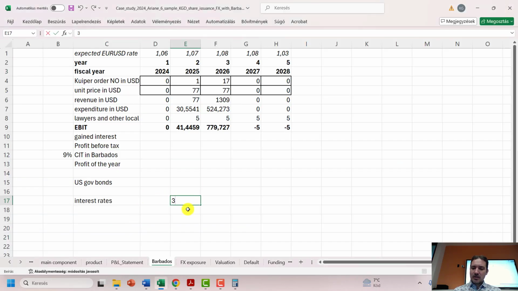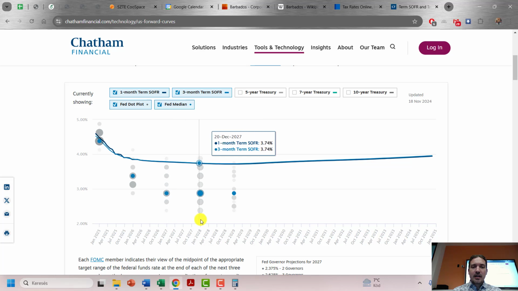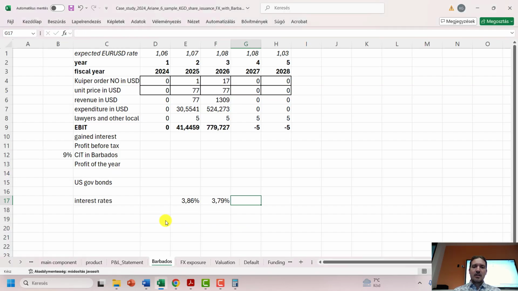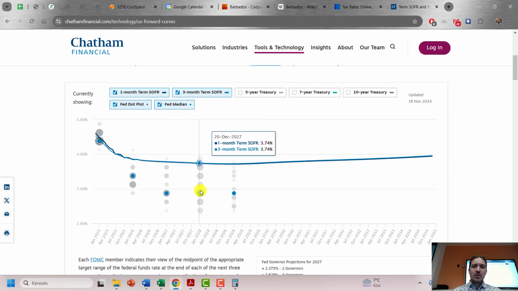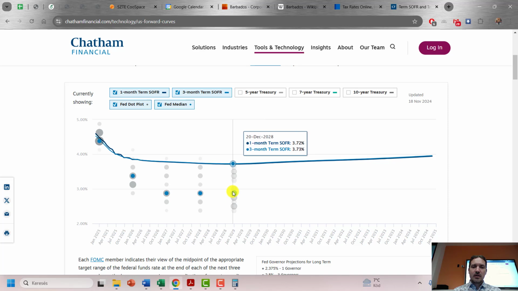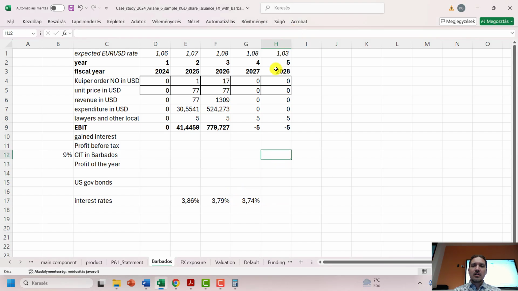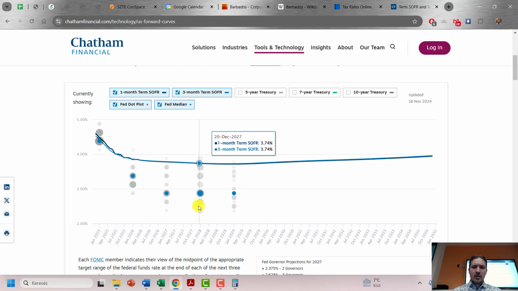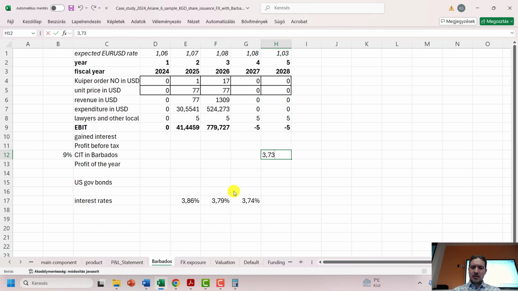So this is percent, not much. Then for the next year, okay, sorry, this one is the other one. 3.79. 3.74. And the last one is, no, it's not good. 17. Yeah, okay, then that's good. Okay, 2017.